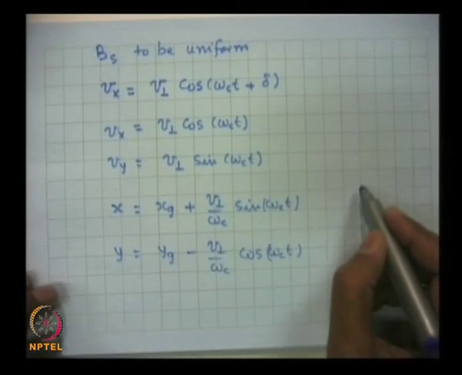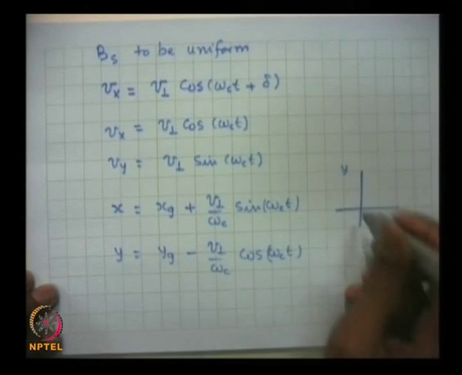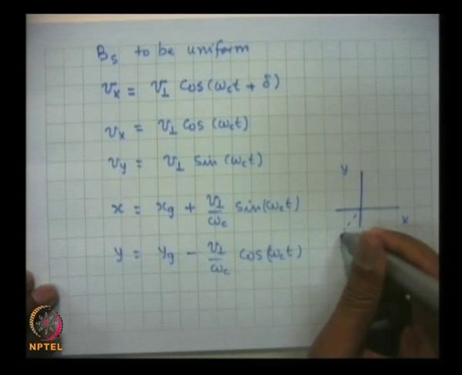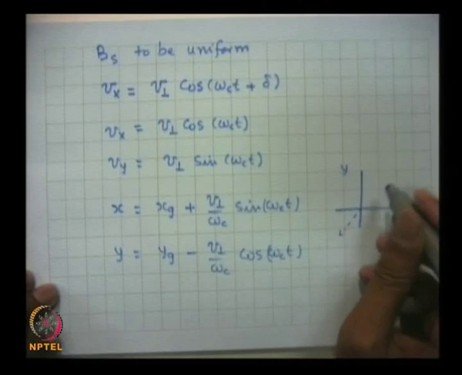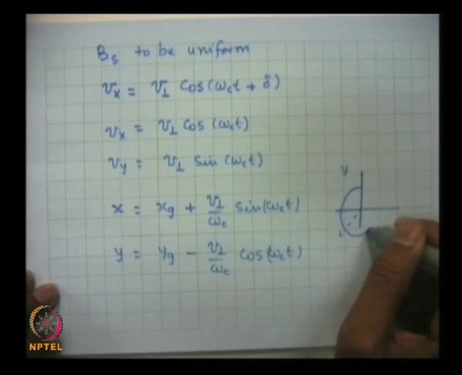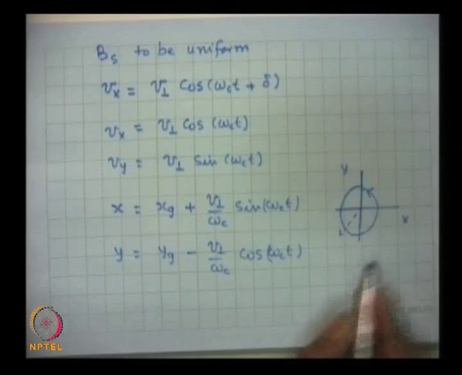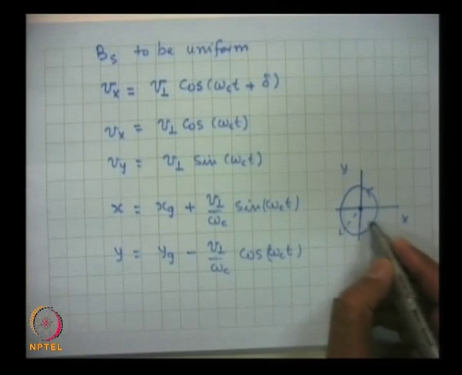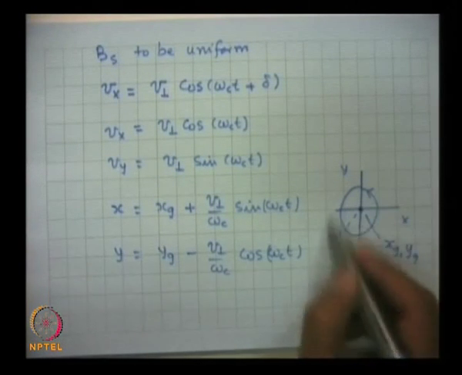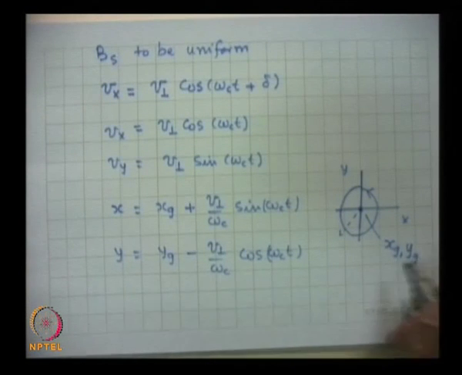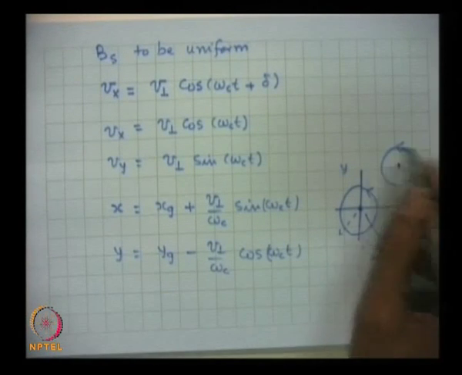So in the xy plane, the electron orbit was like this. If x is plotted here, y is here, and z axis is perpendicular to the plane of the board like this, then the electrons were rotating like this in this sense. This is the electron motion. This is the guiding center. Actually, it is not the origin. This is xg, yg. Otherwise, it would have been here, and then the electron motion will be like this. So about the guiding center, the electrons are rotating like this.